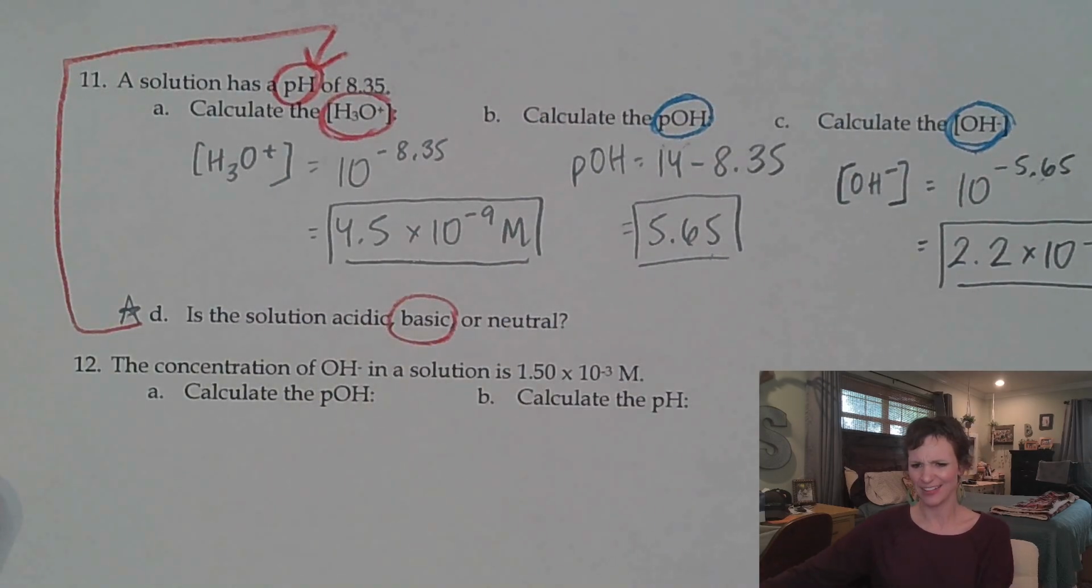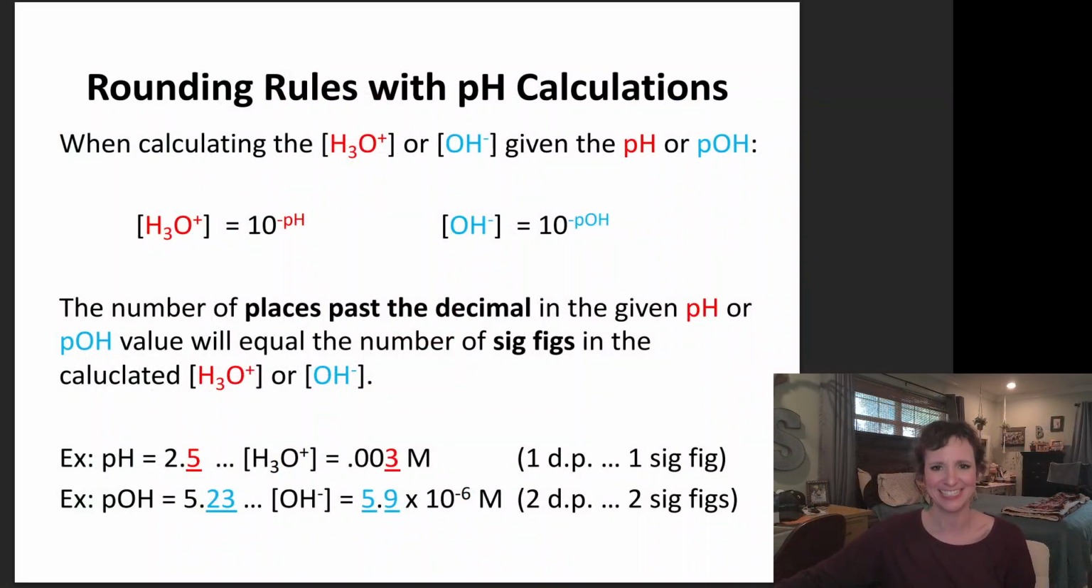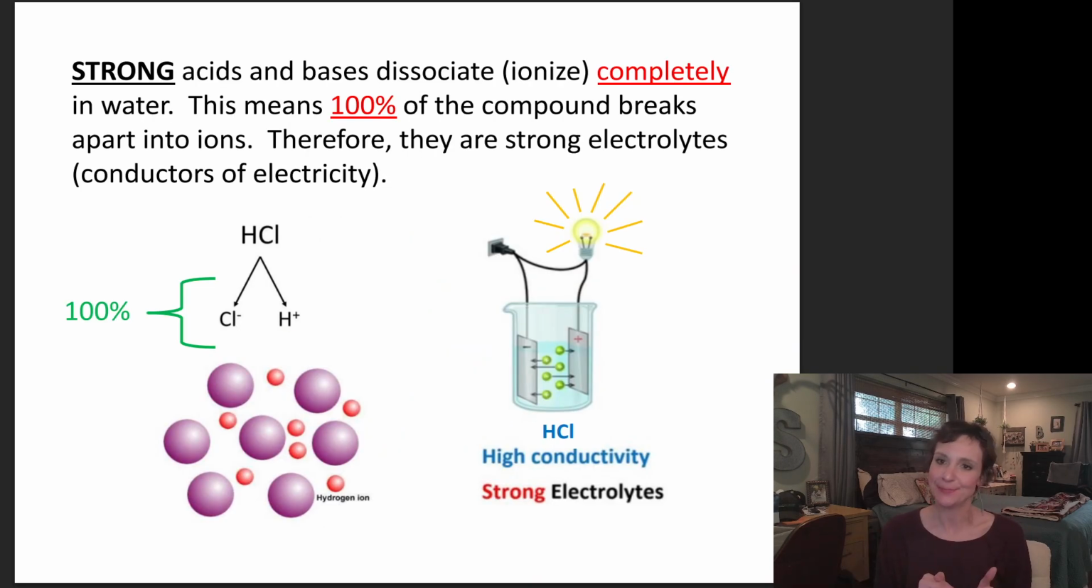Okay, so that was a great little review on my calculations with pH. Now we're going to talk about the strength of acids and bases. I gave y'all a list of the strong acids and bases, and y'all are like, I guess I don't know what strong is. We're going to learn what strong means now. Strong acids and bases dissociate or ionize, because they break apart into ions. They ionize or dissociate completely in water. This means 100% of the compound will break apart into ions.